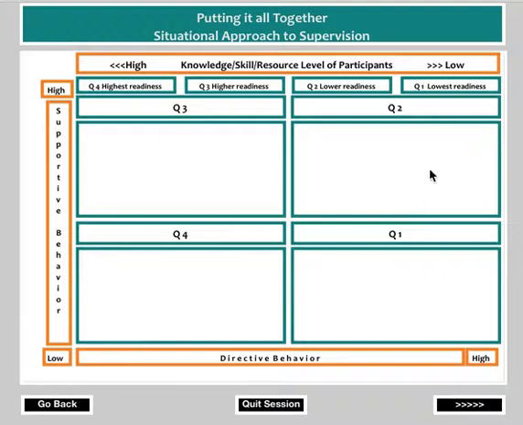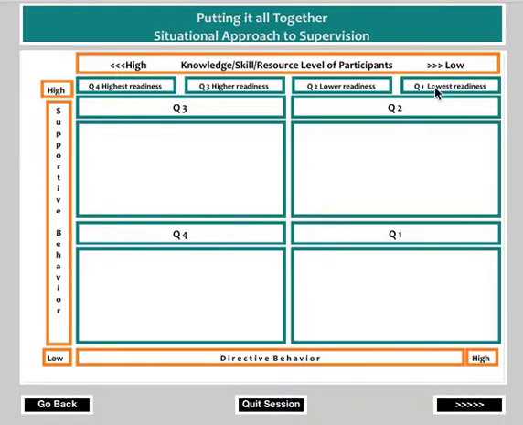And finally, up here, we have the knowledge, skill, and resource level of the participants that we supervise. At this end, we have low knowledge, skill, and resources, and at this end, individuals who have a good deal of knowledge, a good deal of skill, and a lot of resources.